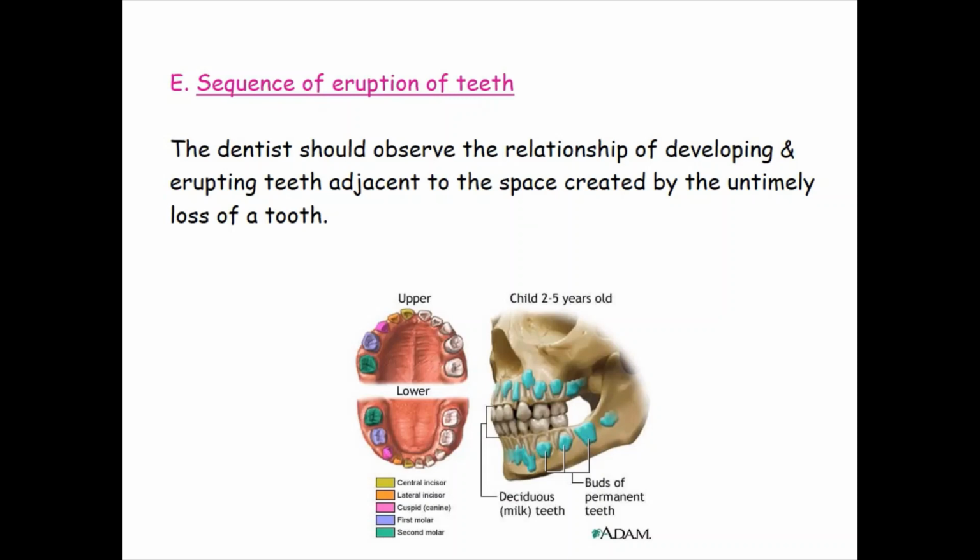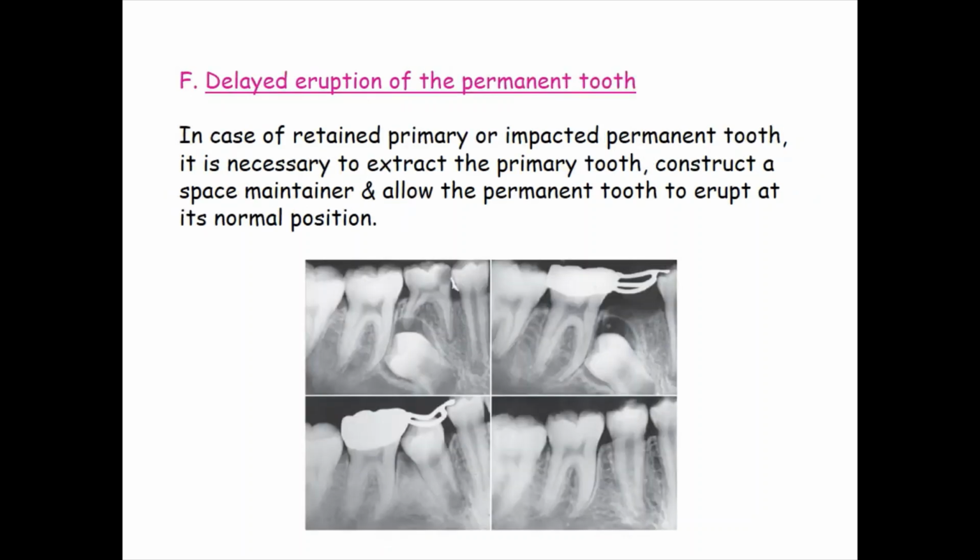The sequence of eruption of the teeth also plays an important role. We should observe the relationship of the developing erupting teeth adjacent to the space created due to the untimely loss of a tooth. Even with delayed eruption of permanent teeth, in case there is a retained deciduous tooth or impacted permanent tooth, it is necessary to extract the primary tooth, construct a space maintainer, and allow the permanent tooth to erupt into its normal position.